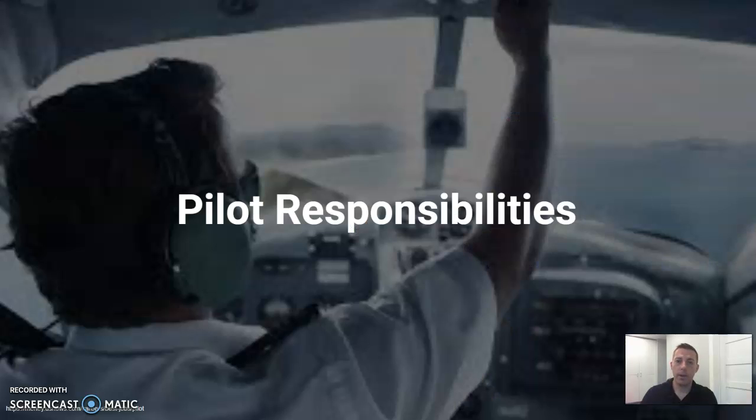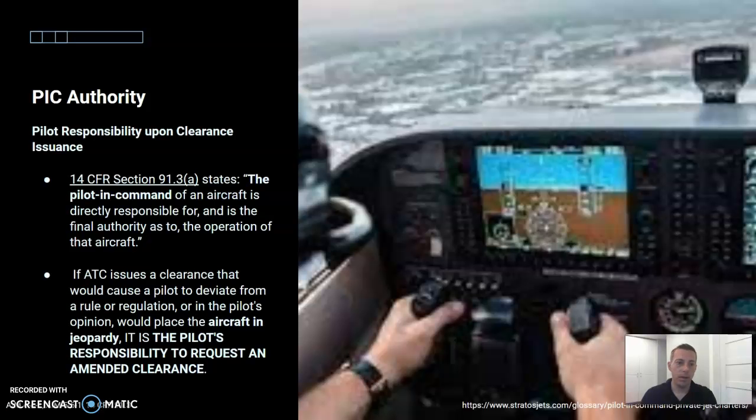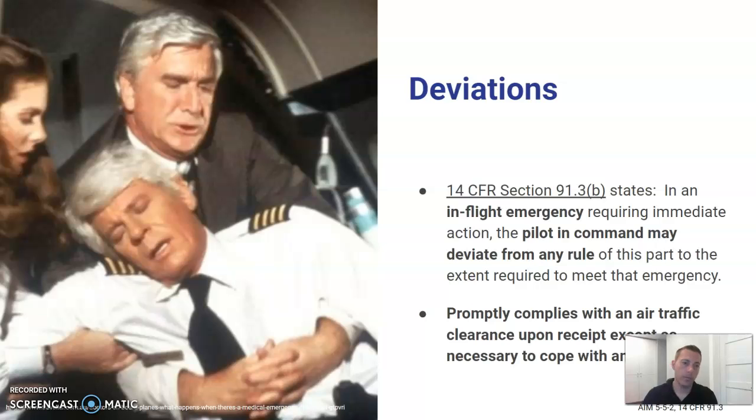We'll start off with talking about pilot responsibilities. So with the PIC authority in 91.3, it says the pilot in command of an aircraft is directly responsible and is the final authority for the operation of that aircraft. If ATC issues a clearance that would cause a pilot to deviate from a rule or regulation, or in the pilot's opinion would place the aircraft in jeopardy, it's the pilot's responsibility to request an amended clearance.